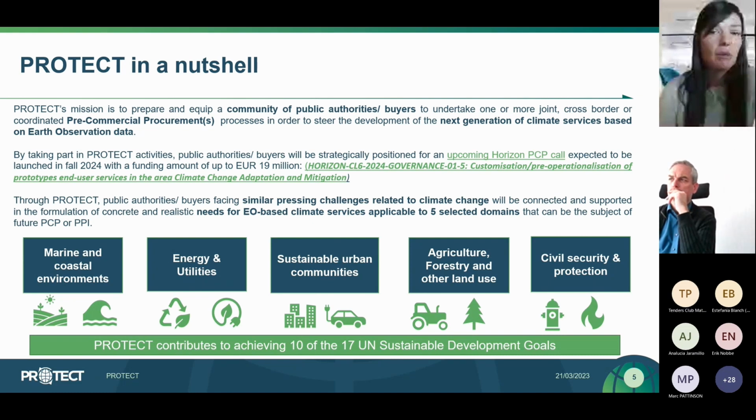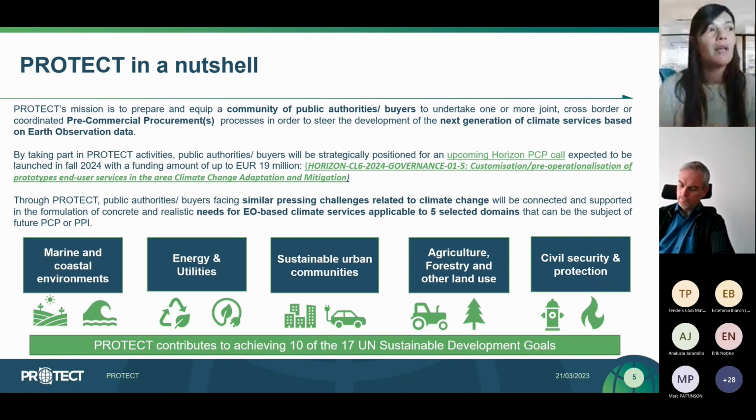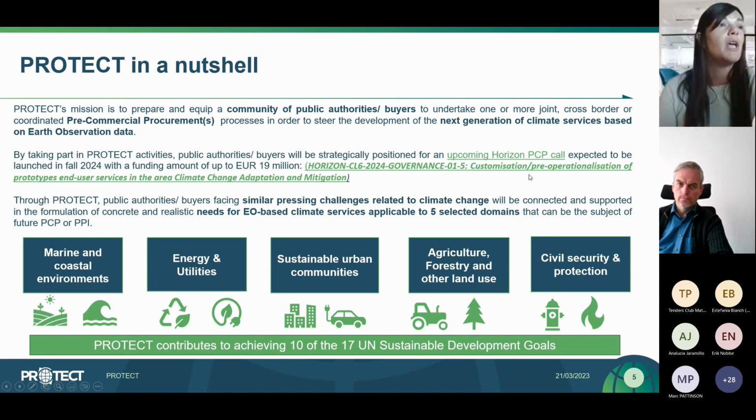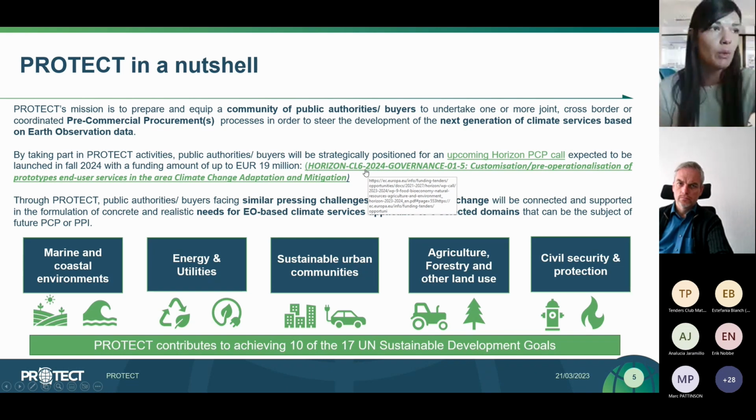So by taking part in the Protect project, you have basically two options. Either you already have a challenge and a concrete need that you would like to address using Protect and using our support. And so you may want to already think about engaging in an upcoming PCP that will be published in Q1 of 2024, in the context of a Horizon Europe call. So the call is already published in the work program. By clicking on this link here, you can already read the draft description of the call, which will be, as I said, published in Q1 of 2024.